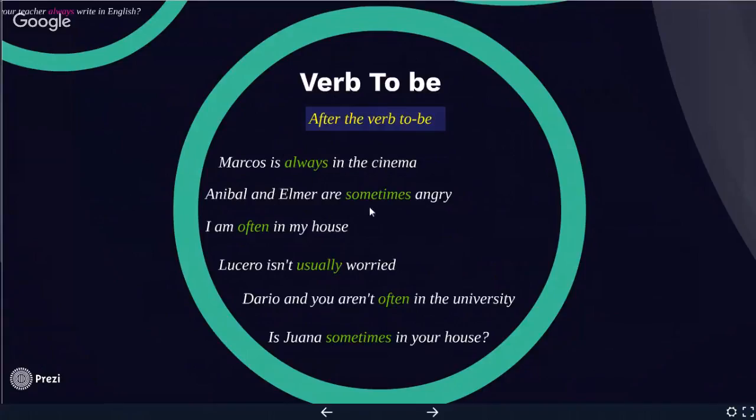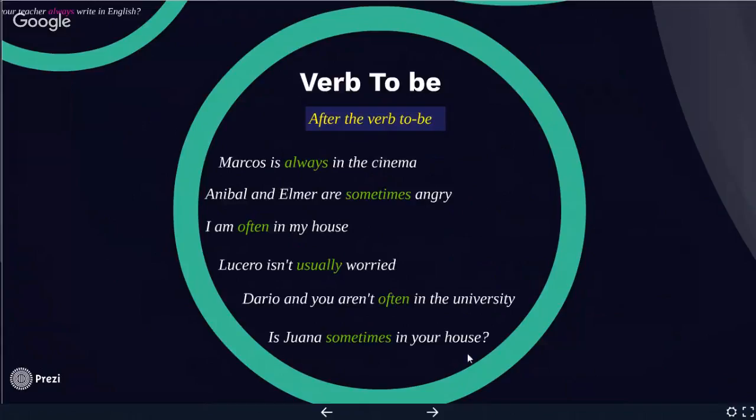Aníbal and Elmer are sometimes hungry. Sometimes is after the verb to be. I am often in my house. Often is after the verb to be. Lucero isn't usually worried. Usually is after the verb to be. Dario and you aren't often in the university. Often is located after the verb to be.